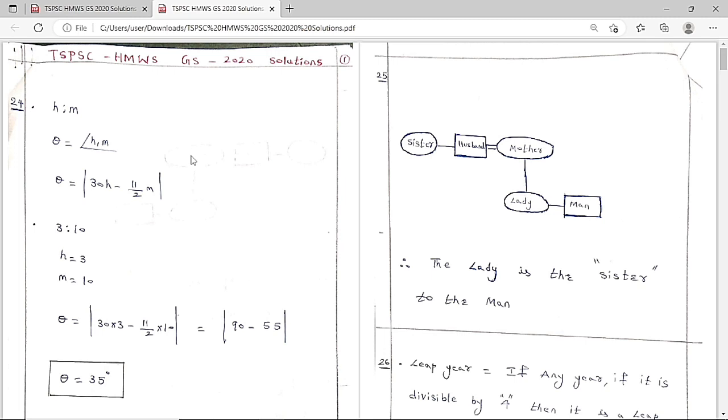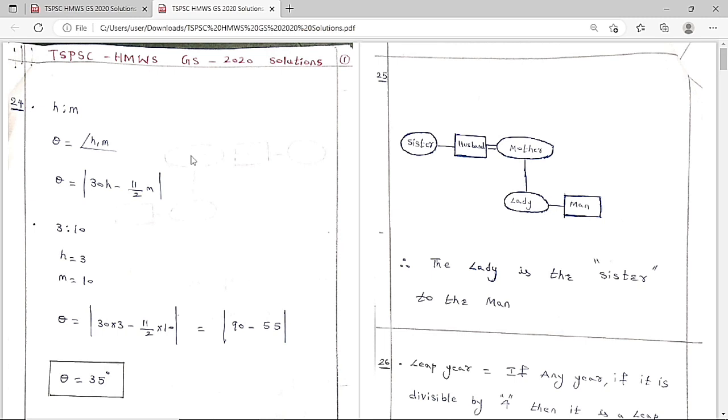So 30 into 3 is 90. 11 by 2 into 10 is 55. So 90 minus 55, take the positive value, because an angle is always a positive value. So take only the positive value, which is equal to 35 degrees. So this is the correct solution of this question.